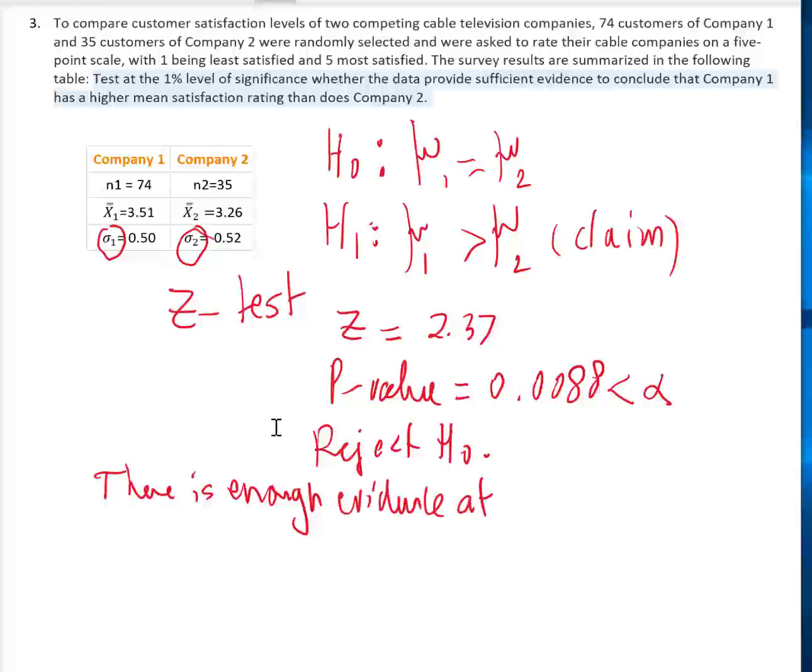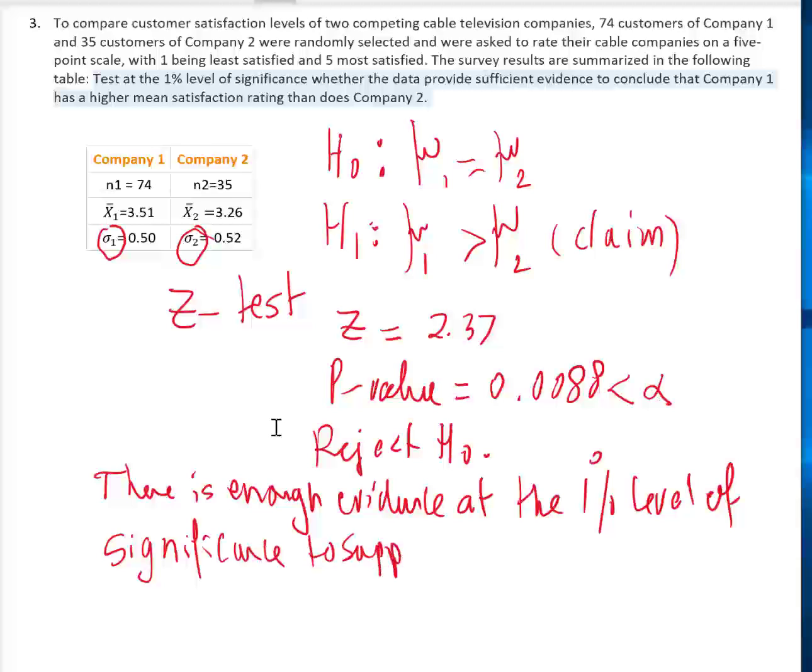At the 1%, alpha was 1%, level of significance to support the claim. That, or to conclude that company 1 has a higher mean satisfaction rate than does company 2. Okay, you can write this down. So that concludes the third question. I got one more question.